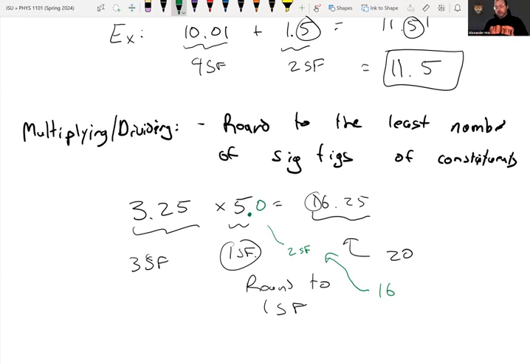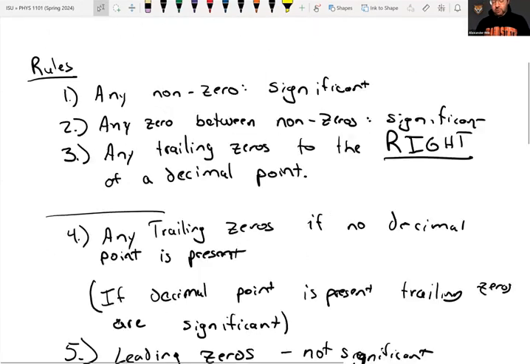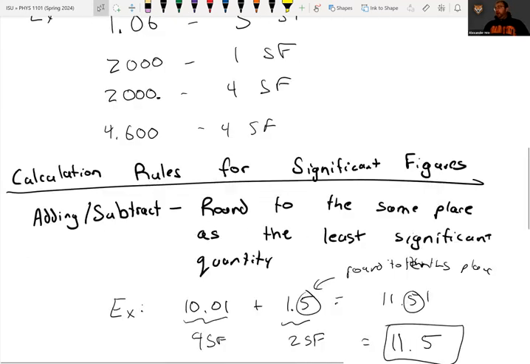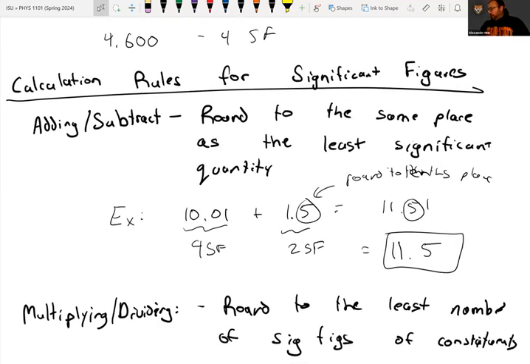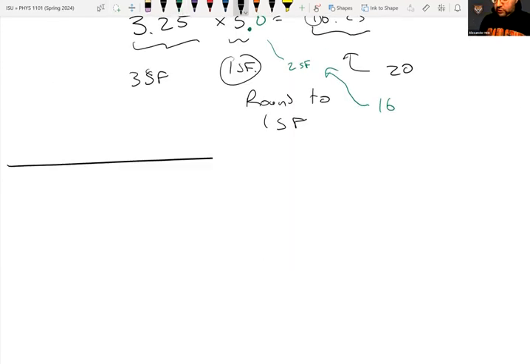But like I said, I'd really prefer you use your common sense and go back to this main idea: when you round, think about what you're communicating by the place that you're rounding to. Okay. All right.